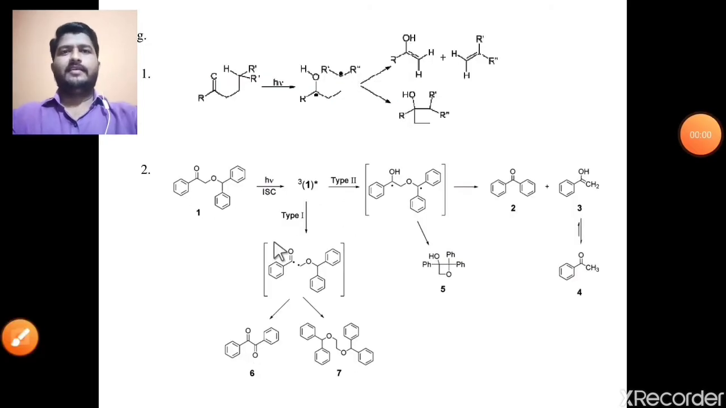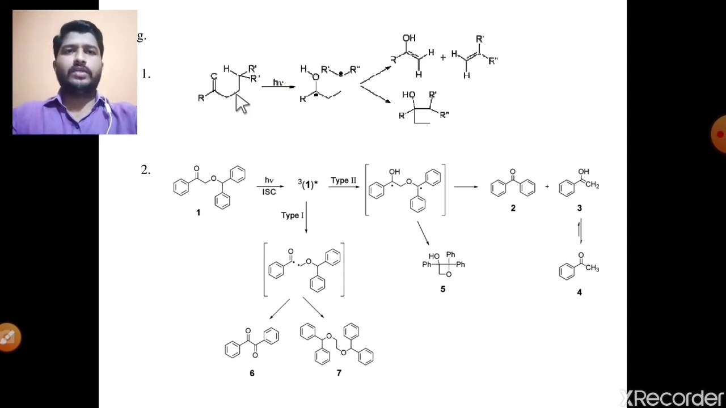Okay. See the examples of Norrish type second reaction. This is the number first example, RC=O CH2 CH2 CH, and there is a more substituent at a gamma position. Friends, in Norrish type second reaction, there are basic 2 steps. Number first step is abstraction of H radical from gamma position, and number second step is a cleavage of beta bond, meaning cleavage of bond between alpha carbon and beta carbon.